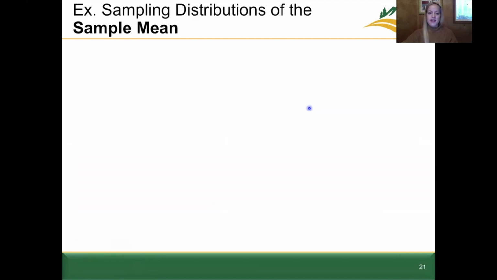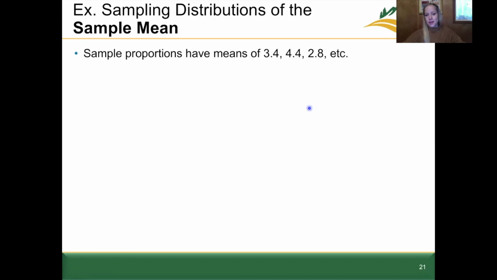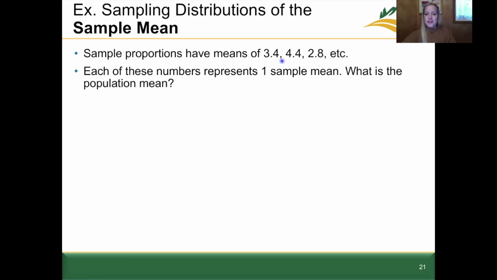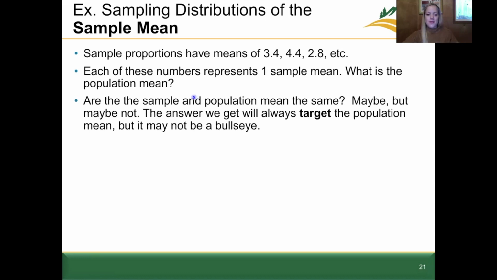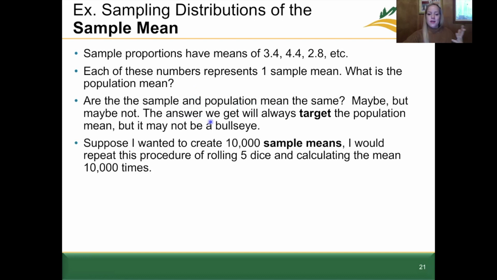To hopefully be extra clear here, I'm going to talk through this slide now. From the samples, we have means of 3.4, 4.4, 2.8, etc., through an indefinite number of times, because that's what we're asked to do in the question, to think about repeating this an indefinite number of times. Each of these X bar values represents one sample mean. What is the population mean? How can we figure that out? We can also ask, are the sample and population mean the same? Well, maybe, but also maybe not. The answer we get for a sample mean will always target the population mean, but it may not be spot on. So in the figure, we're doing this 10,000 times.